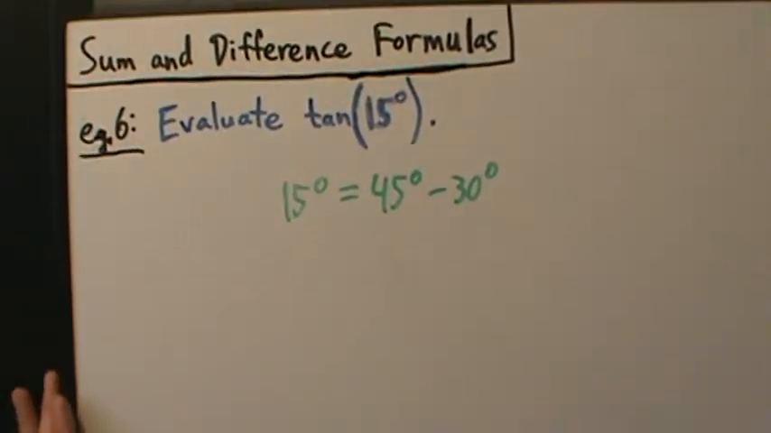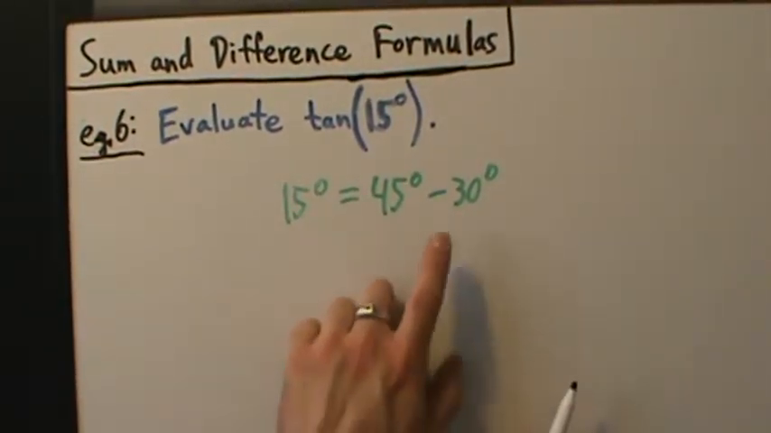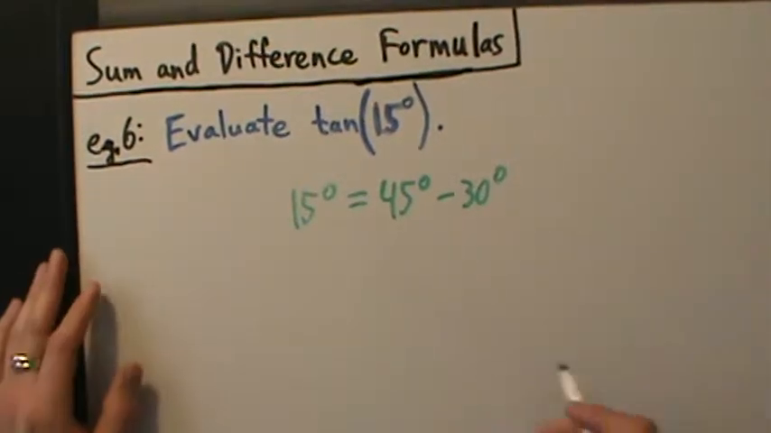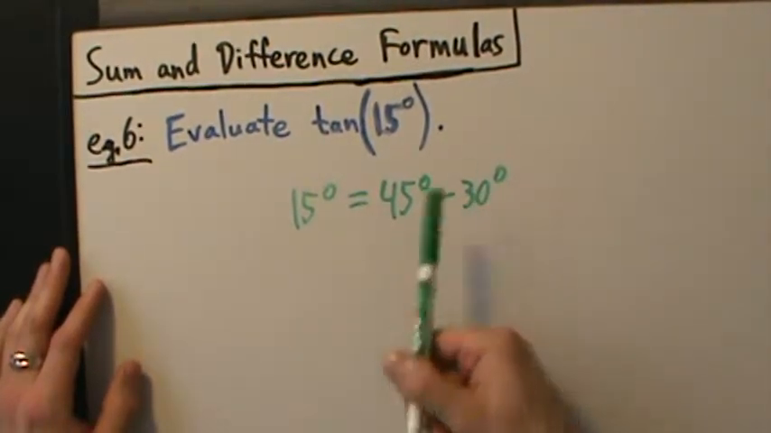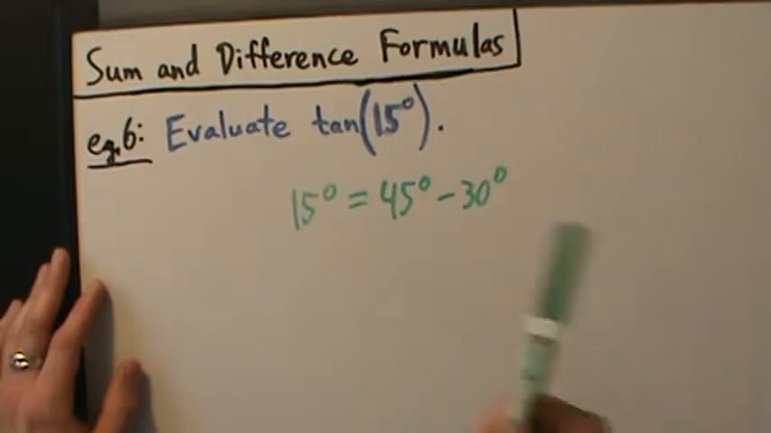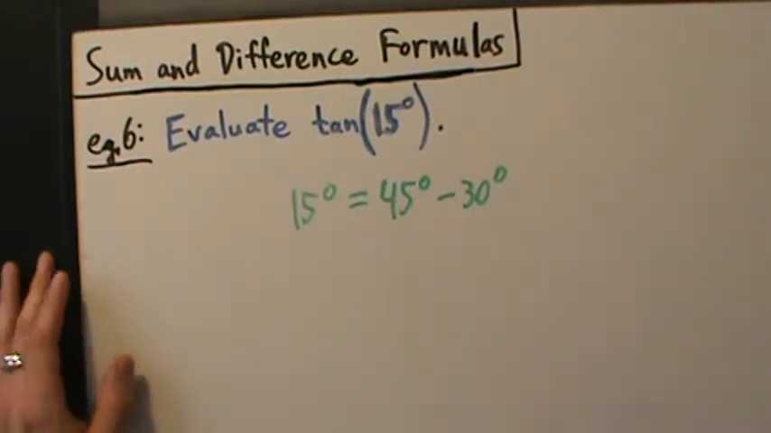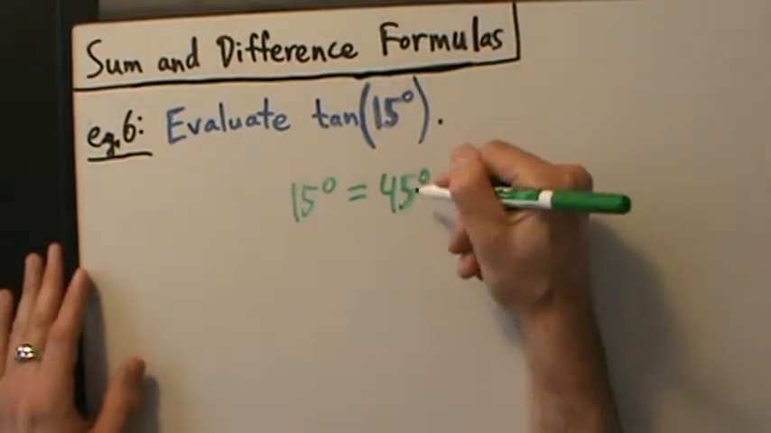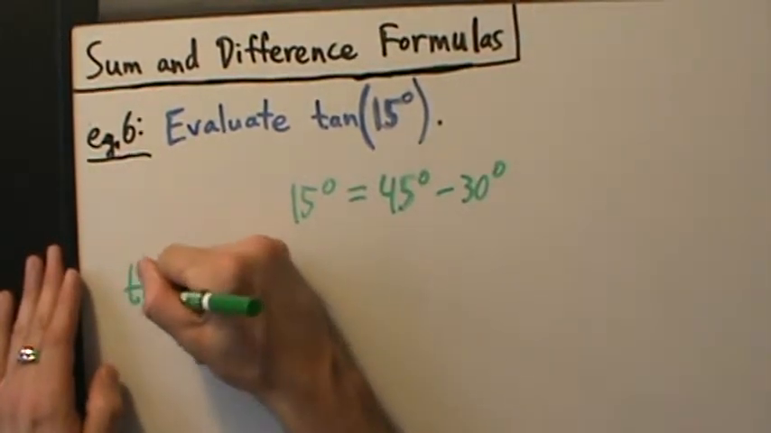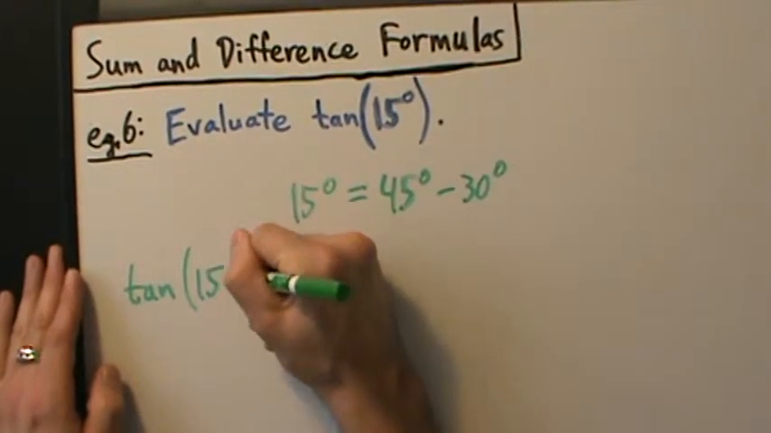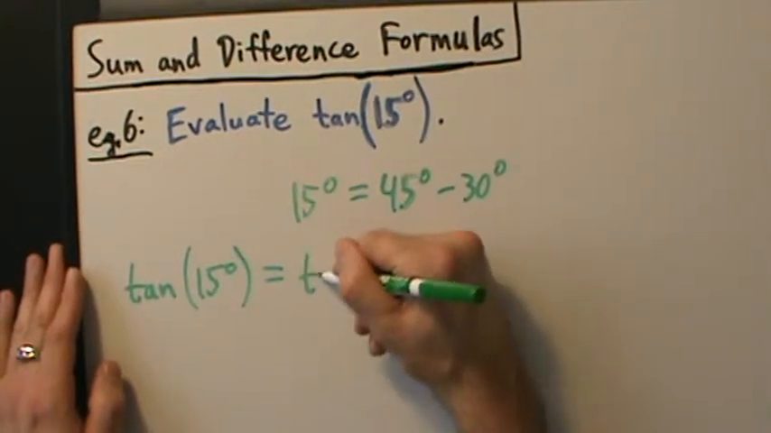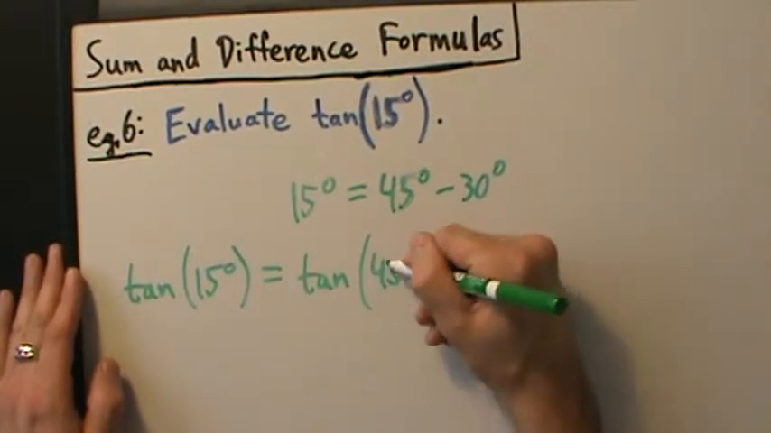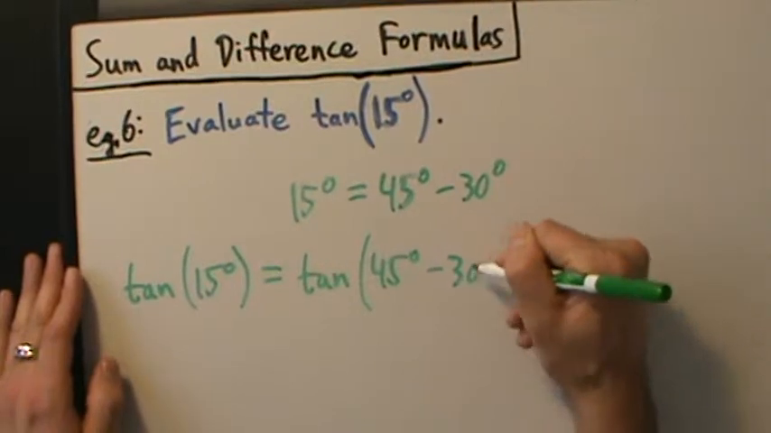But we could do 60 degrees minus 45 degrees again. It will totally work just fine, because these are all special angles on the unit circle. 30 degrees, 45 degrees, 60 degrees, they're special angles on the unit circle. So any combination that works, we can use. Anyway, tangent of 15 degrees equals tangent of 45 degrees minus 30 degrees.